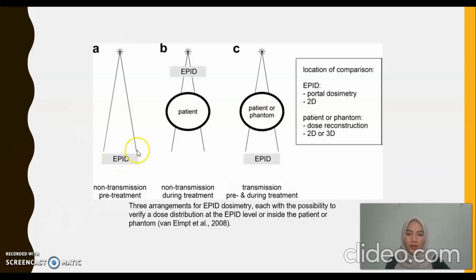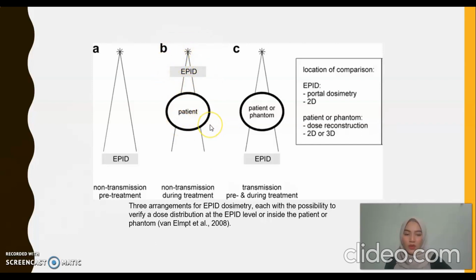So for the second case, non-transmission treatment dosimetry. Okay, this is the pre-treatment, and this is during the treatment. Non-transmission treatment dosimetry acquires an image for each field with the detector located between the source and the patient during treatment. The detector is usually attached to the linac head. Usually during treatment, for non-transmission, the detector will be attached here.